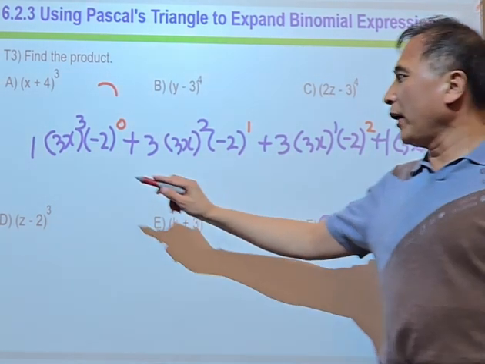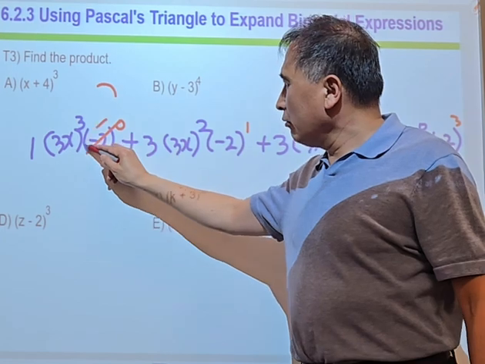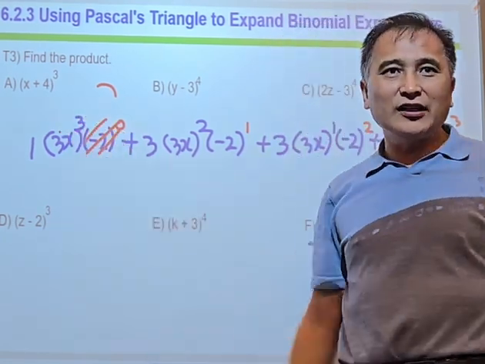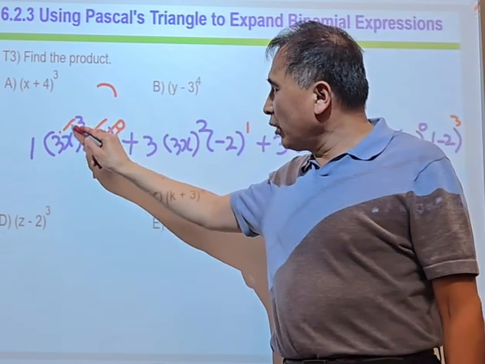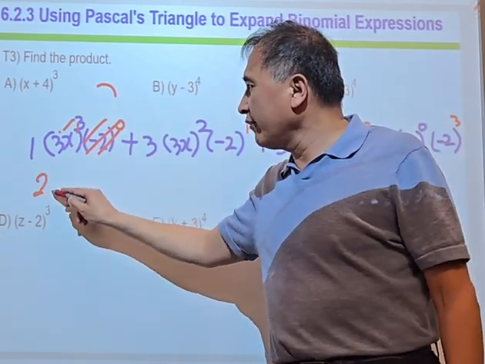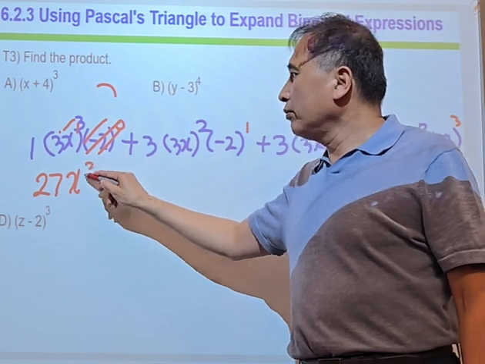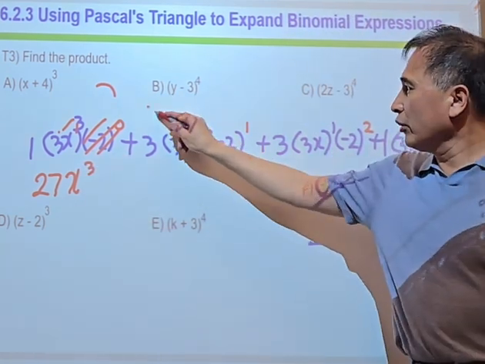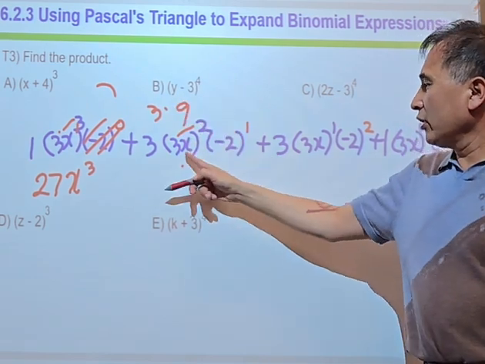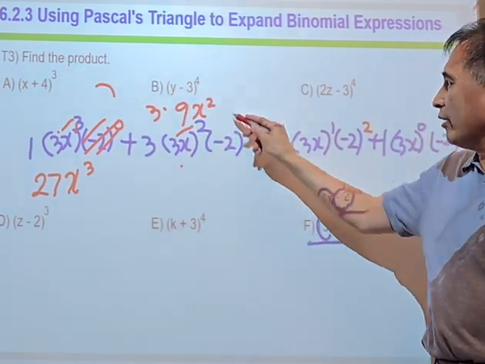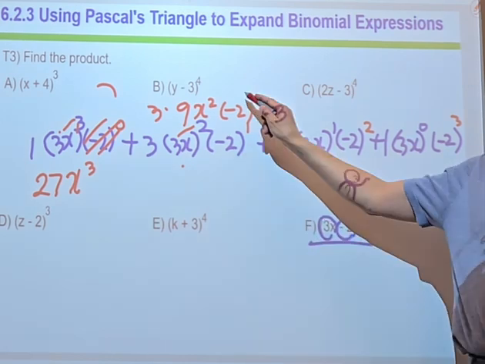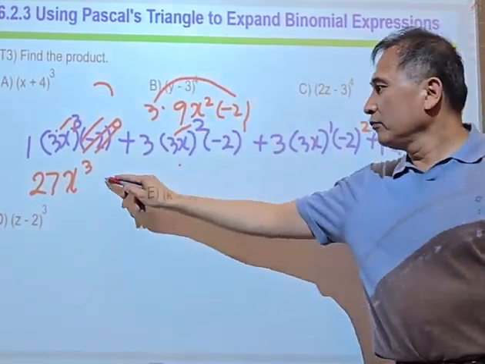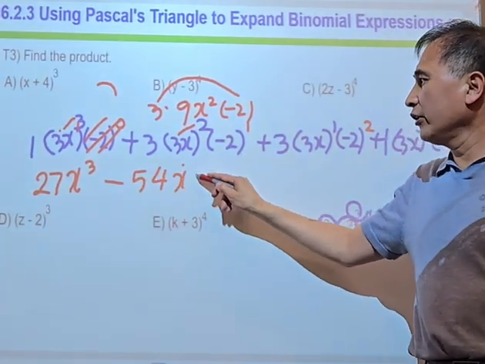And then let's calculate parentheses first. So this is a 1. This is 3 multiplied 3 times, that's 27, so 27x cubed. Got it? And here, 3 times 3 is 9x squared, times minus 2. So I'm going to multiply this one first: 3 times minus 2 is minus 6, and 6 times 9 is 54. So minus 54x squared. Got it?